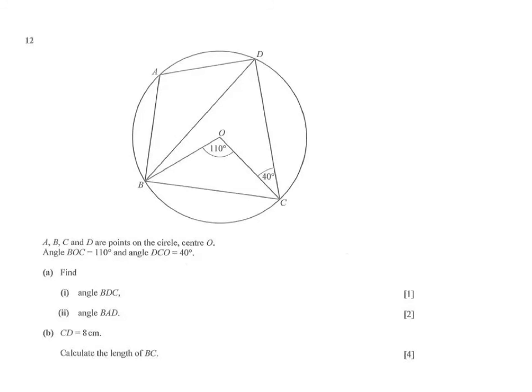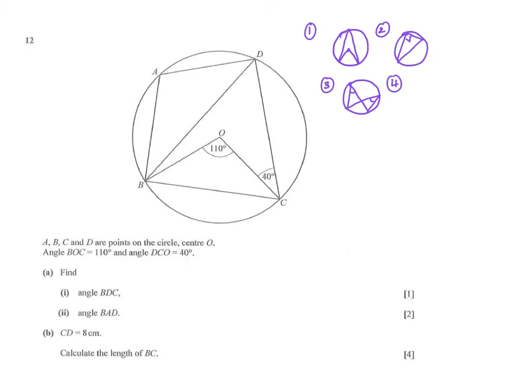Question number 12, circle properties. Let's review some of the circle properties we have. Number 1, angle at center is twice angle at circumference. Number 2, angle in a semicircle with a diameter is a right angle. Number 3, angles in the same segment, the butterfly, are equal.